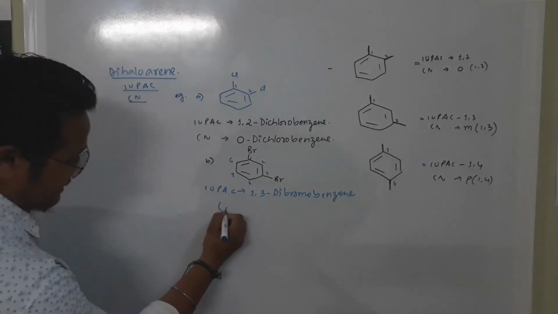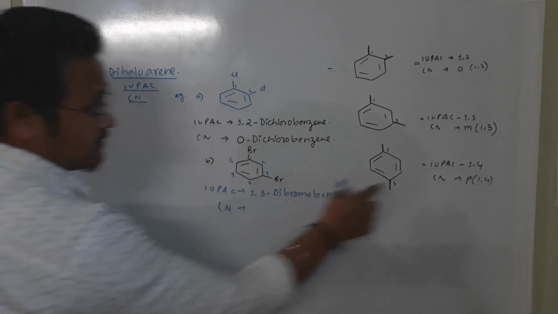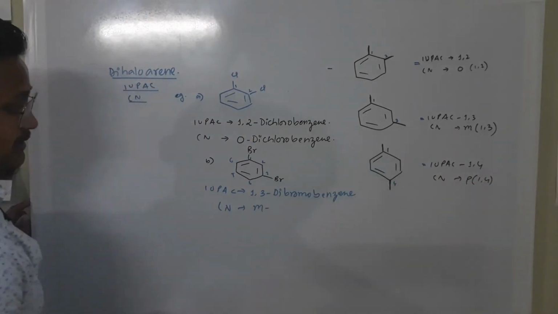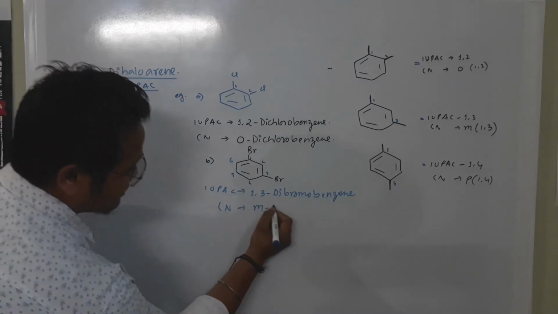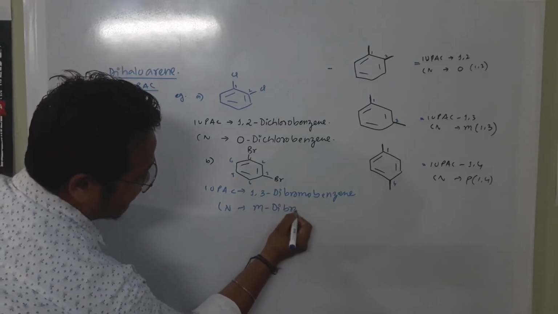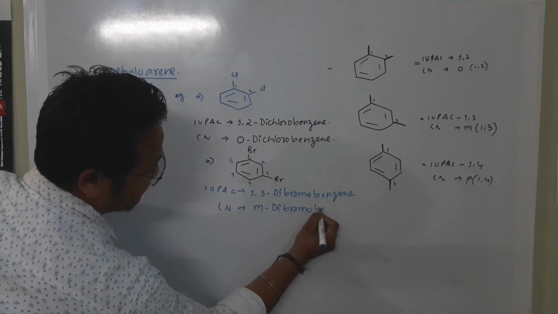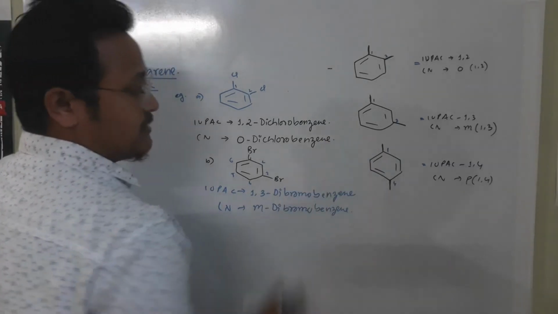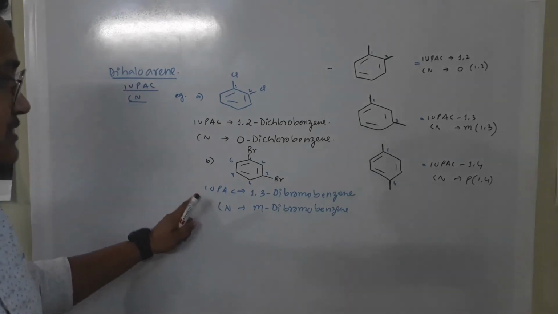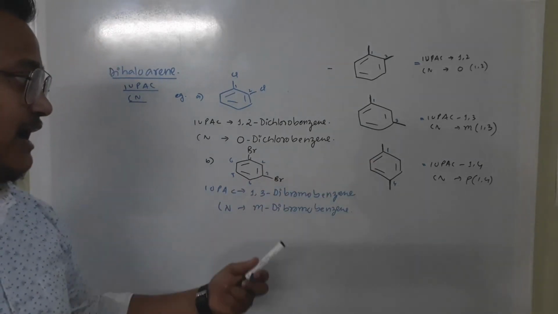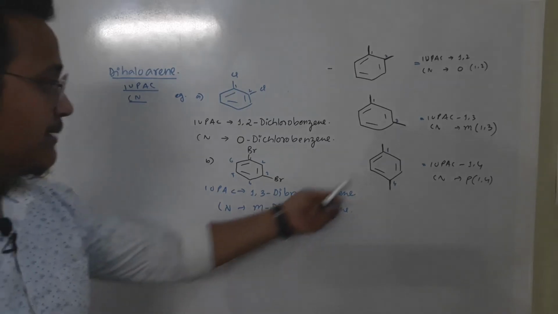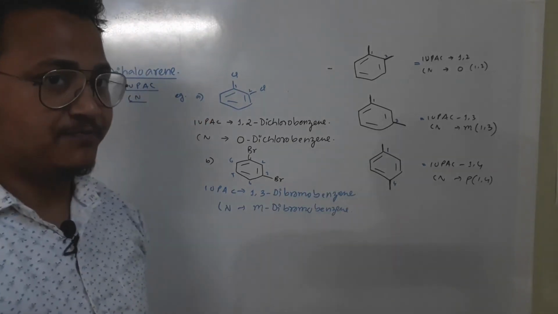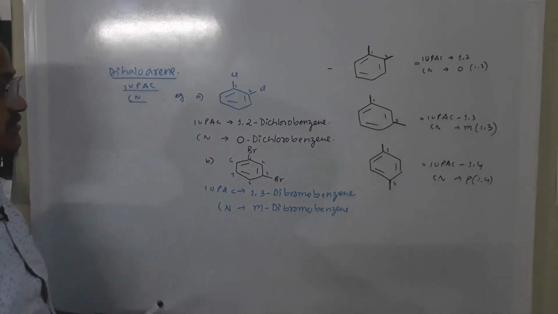Clear? And in terms of common name also, as they are 1, 3 position, what we will write? Meta. When we are writing meta, it itself means 1, 3. So meta dibromobenzene. Clear? Dibromobenzene. And here, if it is in this 2 position, then in terms of IUPAC we will write 1, dihalobenzene. And here we will write para, because there are the 1, 4 position, so para dihalobenzene. Clear? I think you guys have understood these things very clearly.